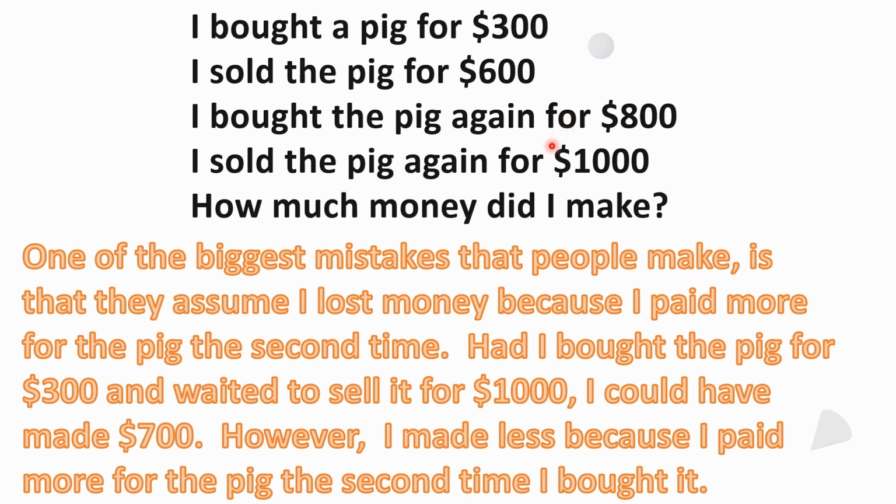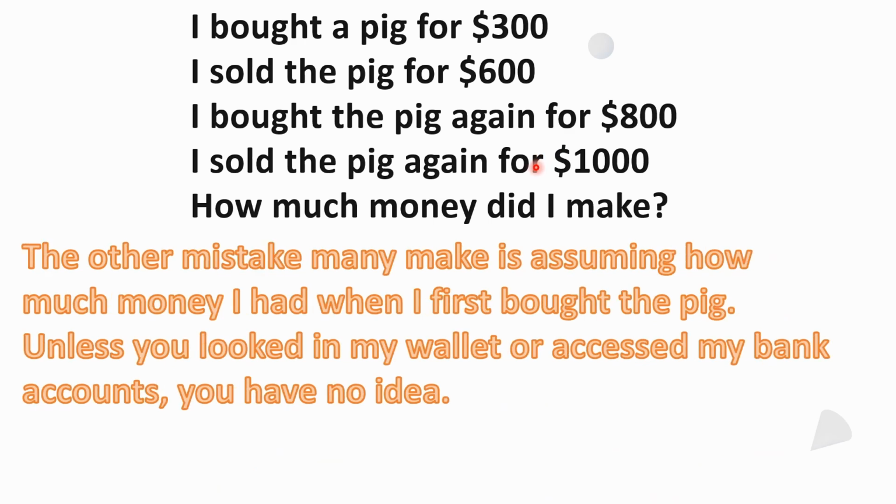So what a lot of people don't understand is this money is already accounted for because of the fact that I paid more for the pig the second time. I could have made 700, but I only made 500. So that's already accounted for, but some people want to subtract extra amounts out for no reason.